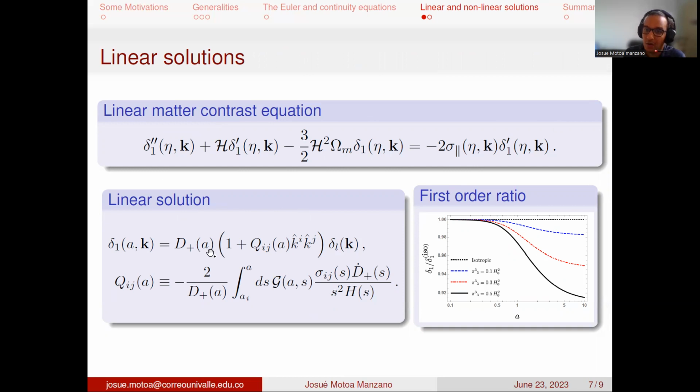You can see this D plus is the growing modes of the isotropic universe, and Qij is a quadrupolar contribution given by this. Okay, you can see the shear is the source of these quadrupolar solutions, and this dot here represents a derivative with respect to the scale factor, okay? And what we found is here we can see a plot about the ratio of the isotropic solutions and the anisotropic solutions for different values of pi ij, okay? I mentioned before that pi ij is the source of the shear, and then if we have a small pi ij, then we have a small source, a small shear, okay?